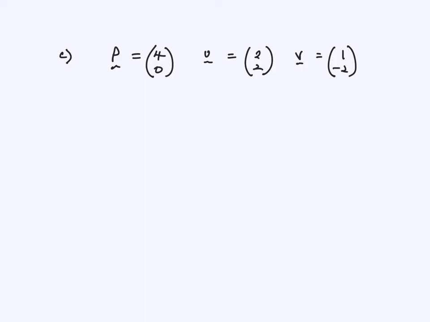So we've got p plus u minus v. Now, point down here somewhere, plenty of space. So it's p, 4 along, 0 up. And we want to add u onto that, so it's 2 along, 2 up. Minus v, so instead of going 1 to the right, we're going to go 1 to the left. Instead of going 2 down, we're going to go 2 up.